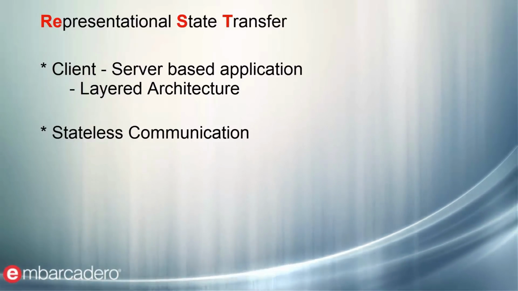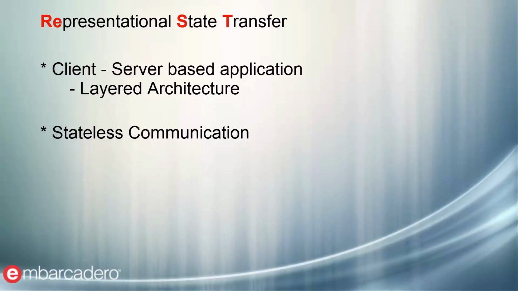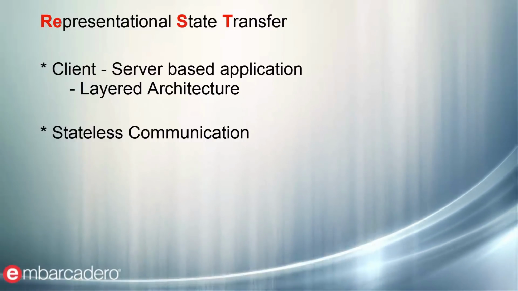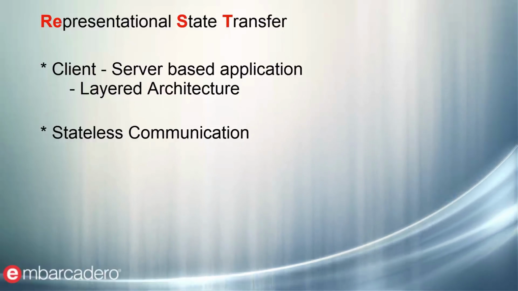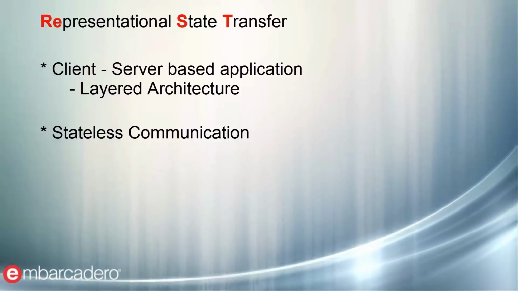In a REST application, the server is considered to be a state machine, in which the data itself is the state. So the client application can alter the state of the server by transferring state changes to it in the form of new data representations, hence the name representational state transfer. We'll discuss this in a little bit more detail later.